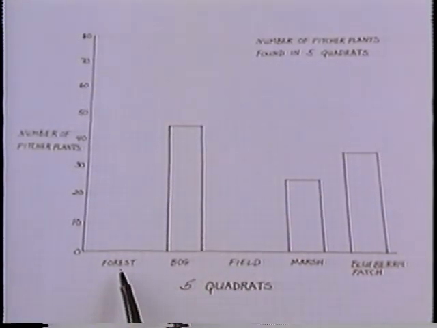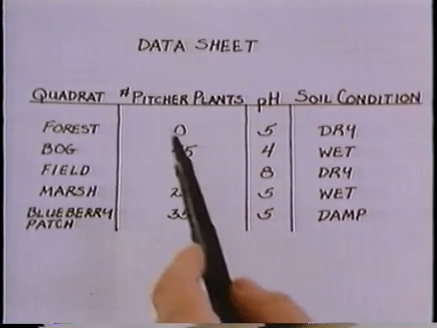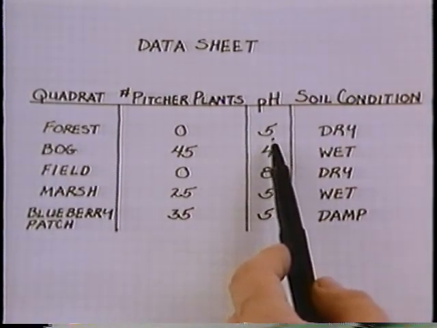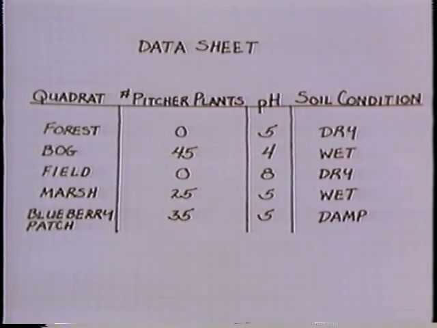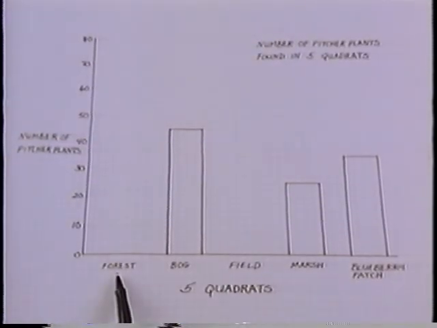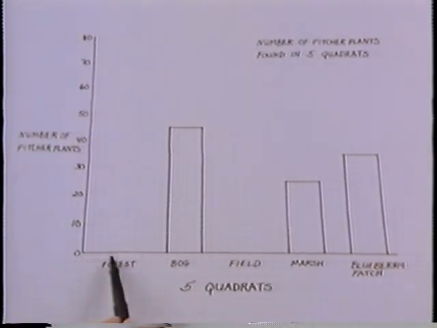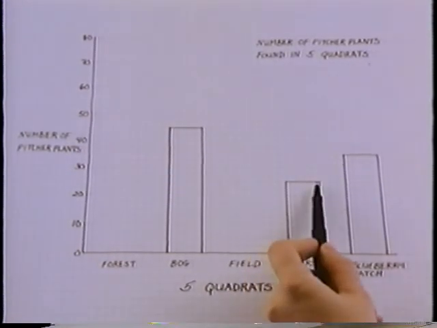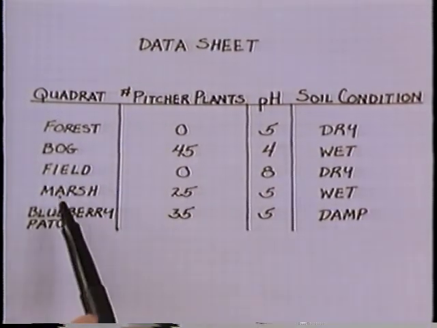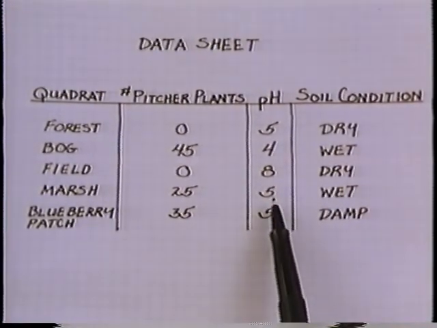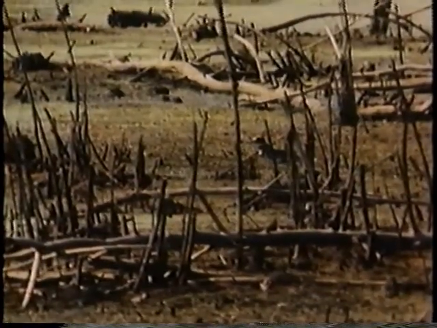The graph shows that the forest and the field had no pitcher plants. The pH of the forest soil was 5, and the pH of the field was 8. Both had dry soil conditions. The quantitative information of the forest quadrat and the marsh quadrat are quite different. The forest shows no plants, and the marsh displays 25 pitcher plants. But both quadrats have the same pH of 5. The soil of the forest is fairly dry. The soil of the marsh is highly saturated.